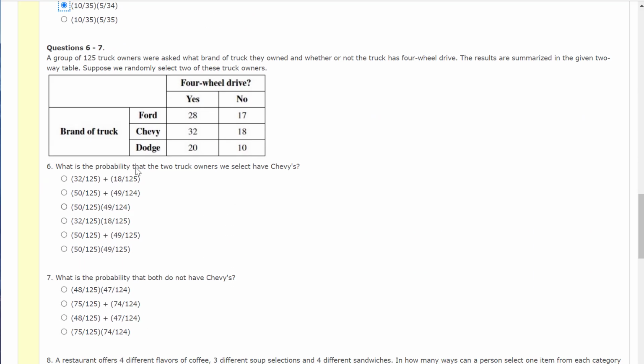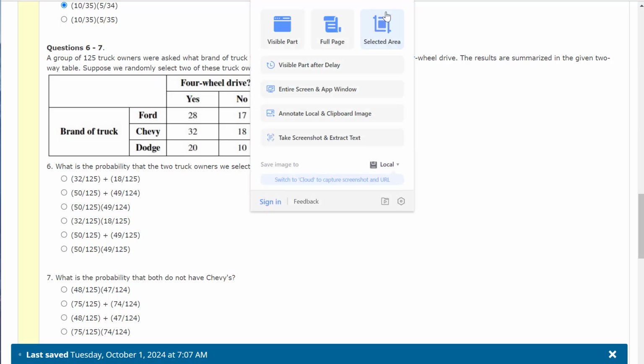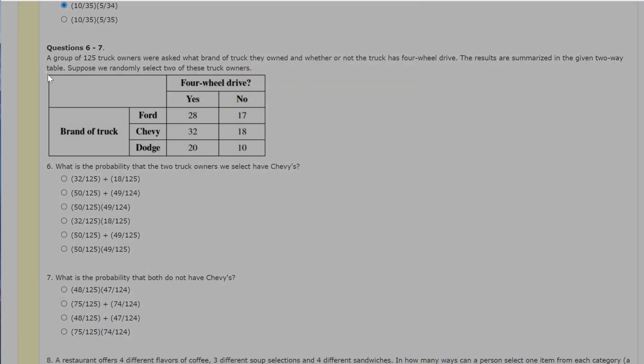Okay. A group of 125 truck owners were asked what brand of truck they own. So this is what we want. We want this picture for our problems.